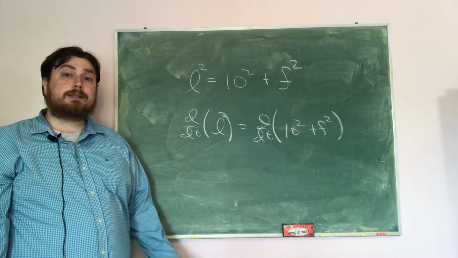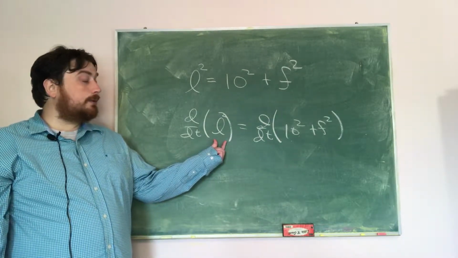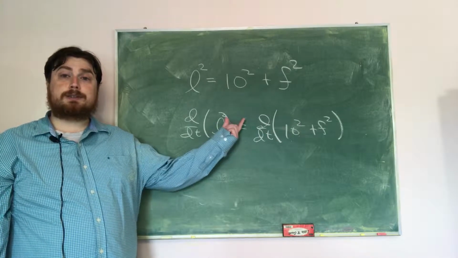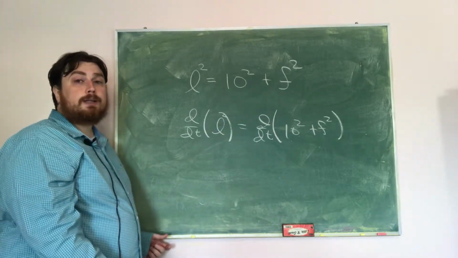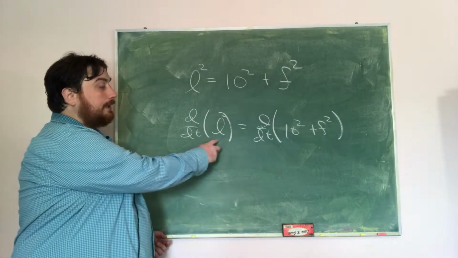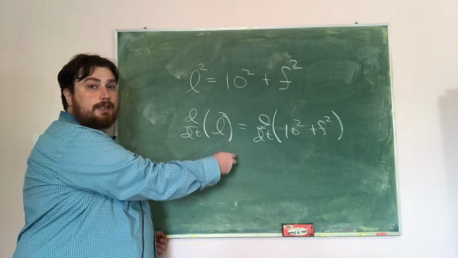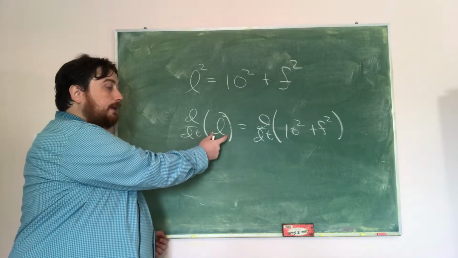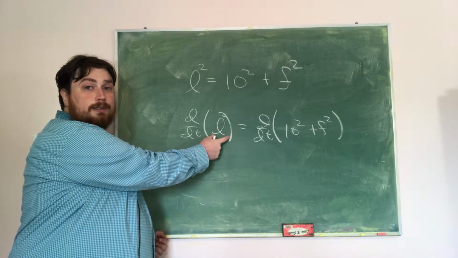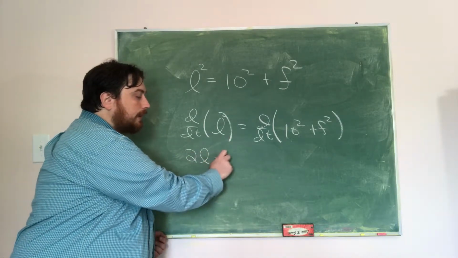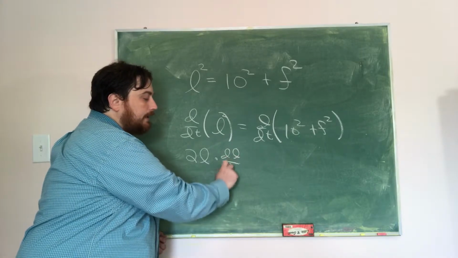Now as I look at this, on the left hand side I'm taking the derivative of L squared, but remember L is a function of time, so this is a chain rule. And so what we get is that the derivative of the outside is 2 times L, times the derivative of the inside, which is the derivative of L, just dL/dt. So what we end up with here is 2L times dL/dt.